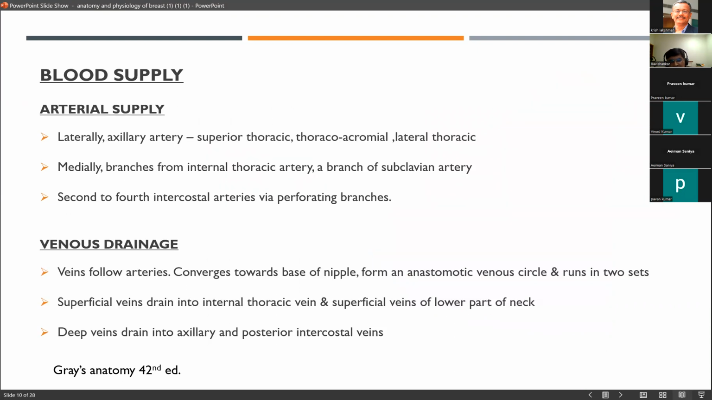Coming to blood supply, arterial supply is mainly laterally by the axillary artery and its branches of superior thoracic, thoracoacromial, and lateral thoracic. Medially by branches from internal thoracic artery, which is a branch of subclavian artery. And it also gets supply from second to fourth intercostal arteries via the perforating branches. Normally, the venous drainage follows the arteries. It converges towards the base of nipple and forms an anastomotic venous circle and runs in two sets. That is, superficial veins drain into internal thoracic vein and superficial veins of lower part of neck, while deep veins drain into axillary and posterior intercostal veins.